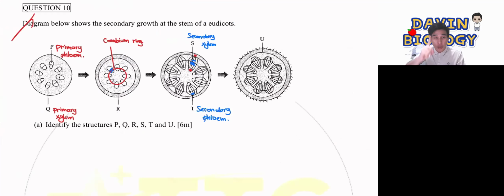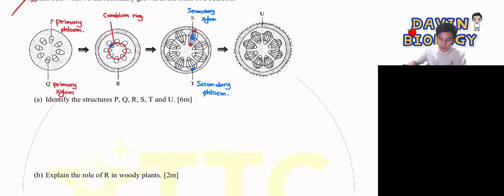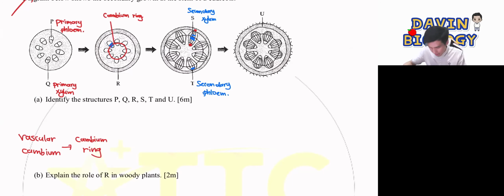Okay, so for the first ring, we're done already. Let me summarize for you down here. Our vascular cambium will first undergo mitosis to form a ring, or cambium ring, and then it will undergo mitosis inwards and outwards to form secondary xylem and secondary phloem.